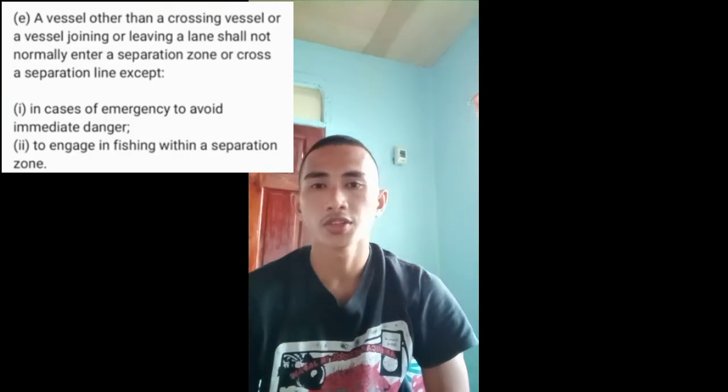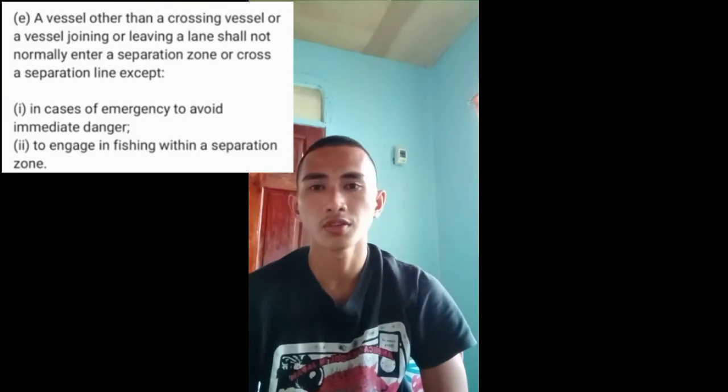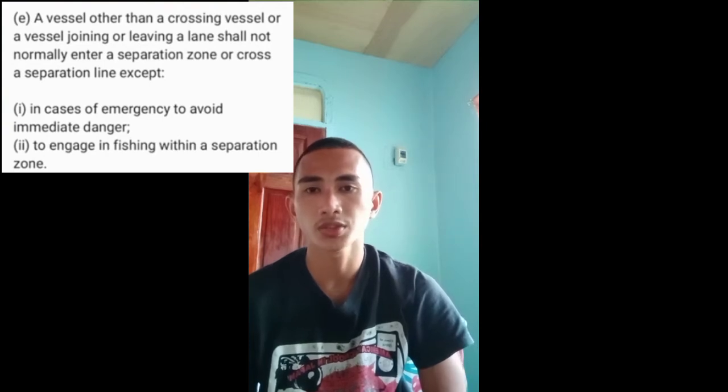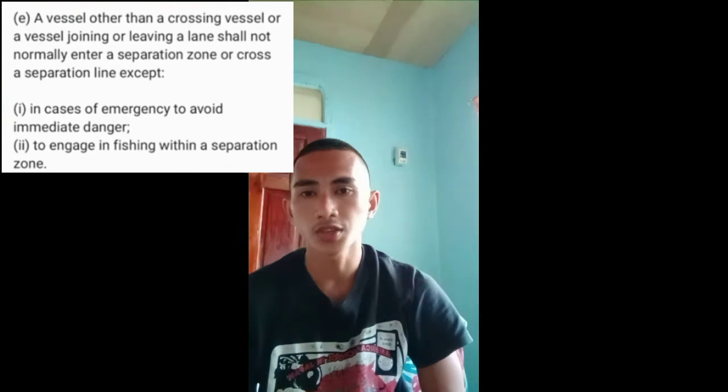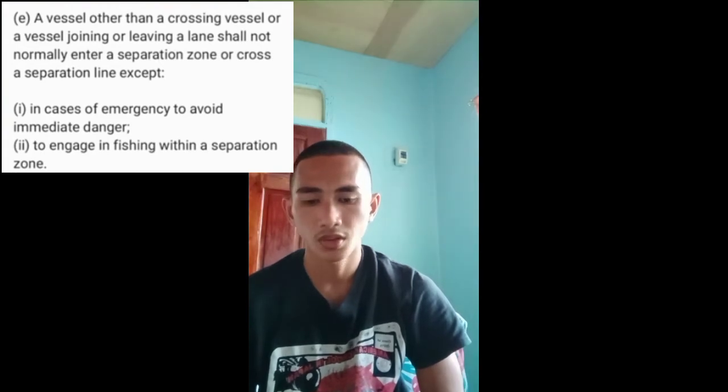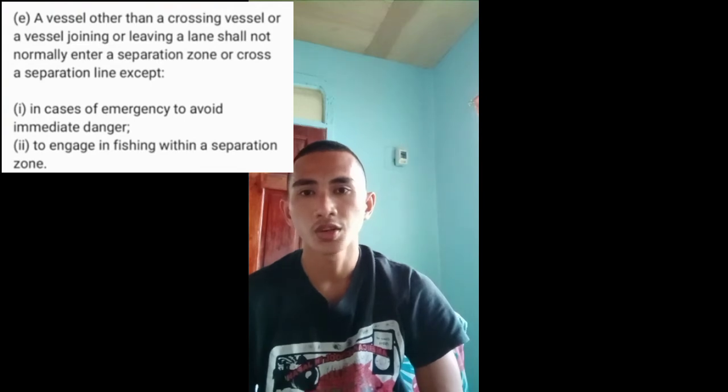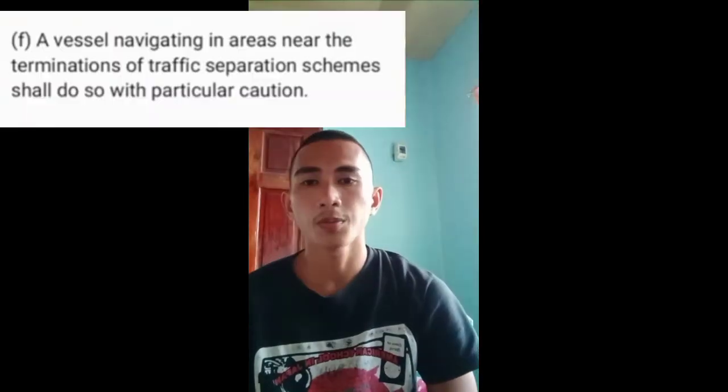Paragraph E. A vessel other than a crossing vessel or a vessel joining or leaving a lane shall not normally enter a separation zone or cross a separation line except in case of emergency to avoid immediate danger, or to engage in fishing in a separation zone. So this goes back to the first paragraph where it says vessels need to normally keep clear of the separation line and separation zone.